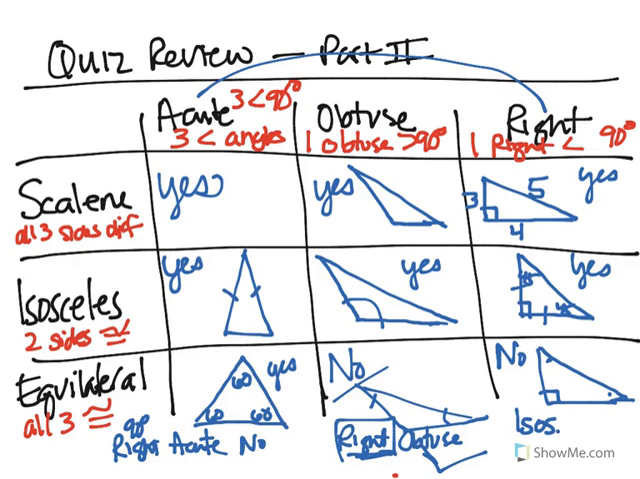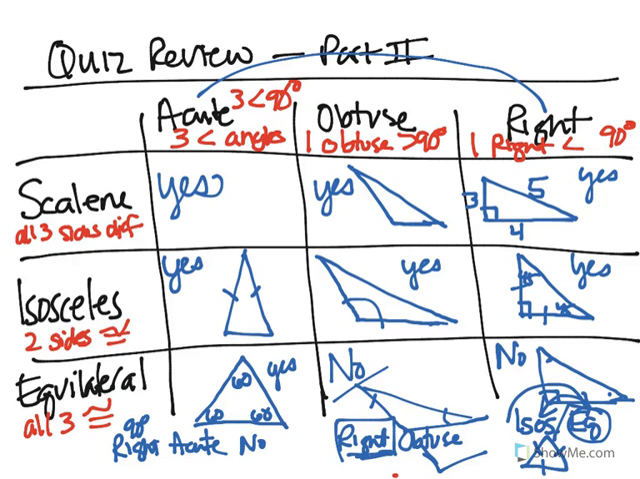Isosceles equilateral, or an equilateral isosceles. Yes, you could have that because an isosceles needs to have at least two sides congruent, and an equilateral has all three. Now, will they always be that way? No. Equilaterals are isosceles, but not all isosceles are equilateral.